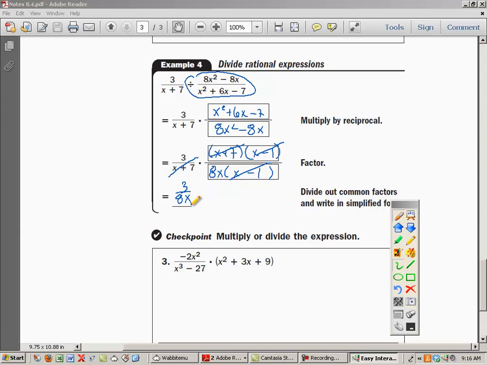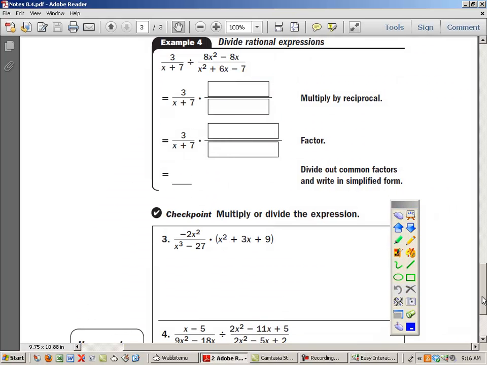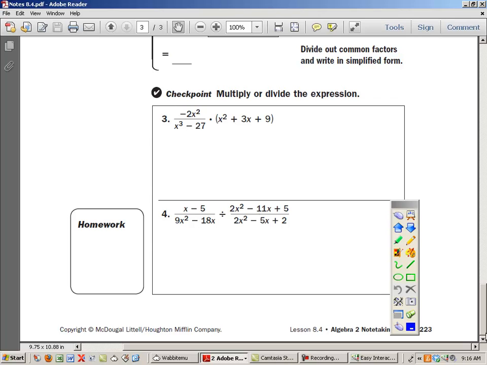All right? Now, this lesson will spell disaster for you if you cannot remember how to factor. All right? So, let's try to take a look at the last two checkpoint problems. We'll be right back with solutions.